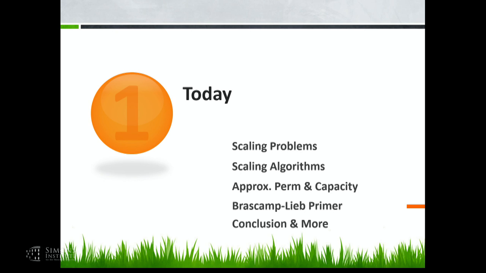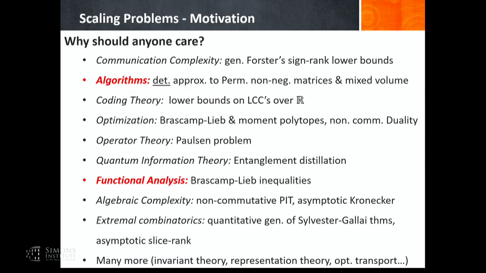But beyond even randomized algorithms or just these two topics that I talk about, why should anyone care about scaling problems, even if you don't know what they are yet, right? They have applications everywhere: in communication complexity, algorithms, optimization, quantum information theory, algebraic complexity, representation theory, and so on. So you should care about this, okay?